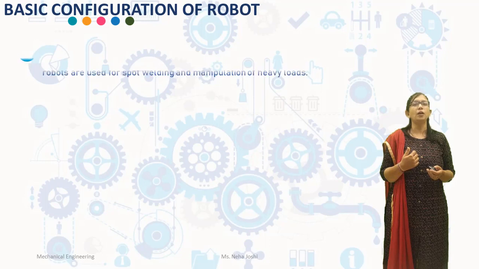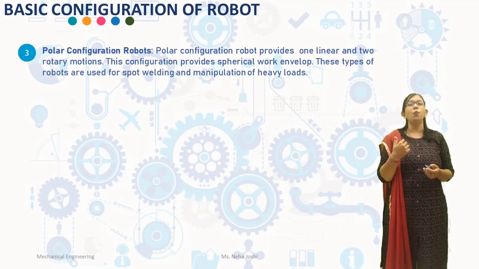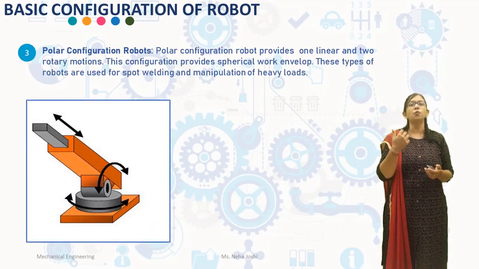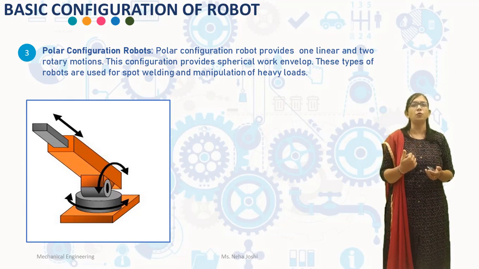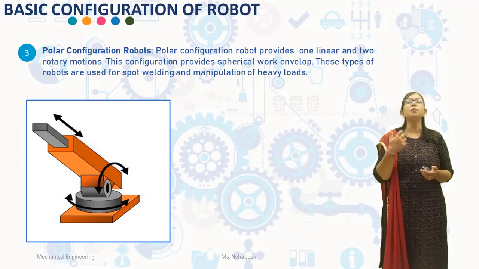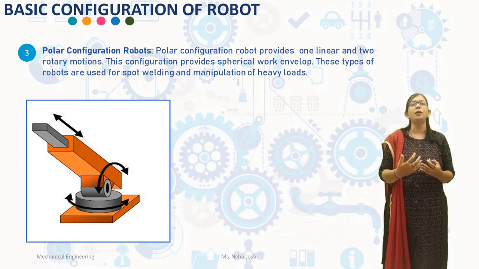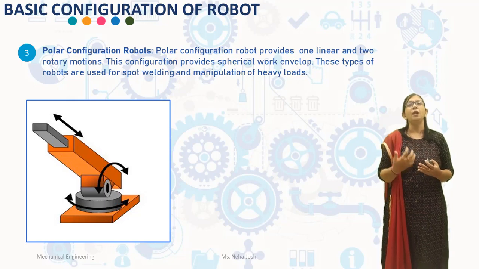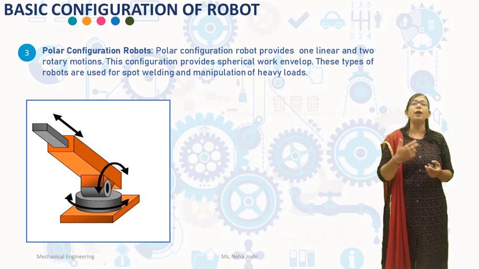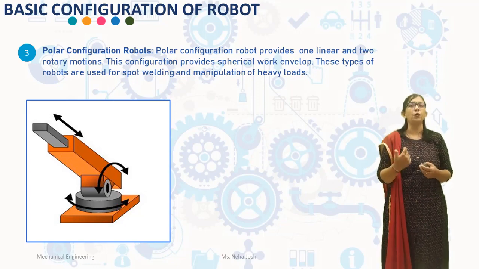Next one is the polar configuration robot. Polar configuration robots provide one linear and two rotary motions. This configuration provides a spherical work envelope. This type of robot is used for spot welding and manipulation of heavy loads. You can see here a diagram of polar configuration, which provides one linear and two rotary motions.